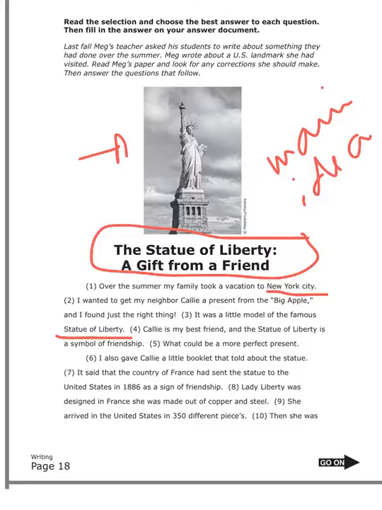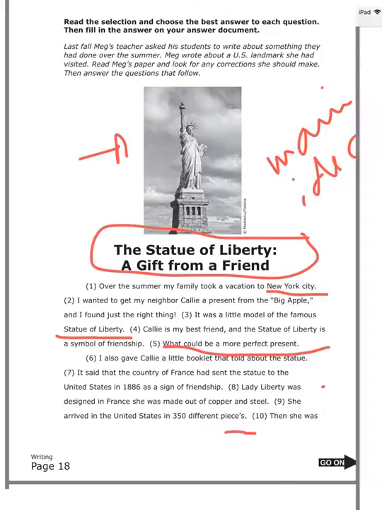Okay, I can see there is a punctuation error there. I also gave Callie a little booklet that told about the statue. It said that country France has sent the statue to the United States in 1886 as a sign of friendship. Lady Liberty was designed in France. She was made out of copper and steel. There is another mistake in here. Just going to mark it. She arrived in the United States in 350 different pieces. And I can see this is not okay because that's possessive, but let's move on.